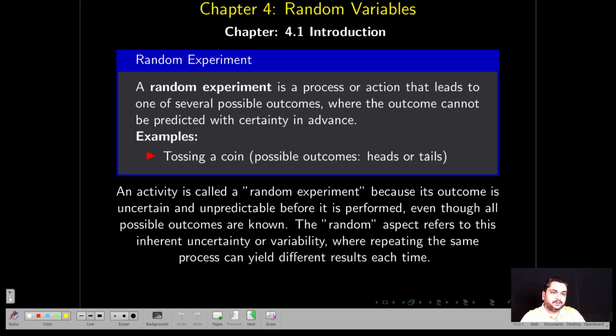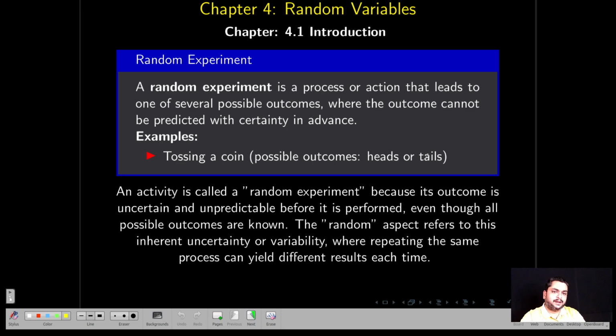So today we'll start with a new chapter called random variables. From here we'll start building our probability distribution concepts. So let us try to understand in depth what random variables mean. Once you understand this chapter in depth, the next chapters will be easy, because this is the basis for probability distribution analysis. So let's start with what a random experiment is.